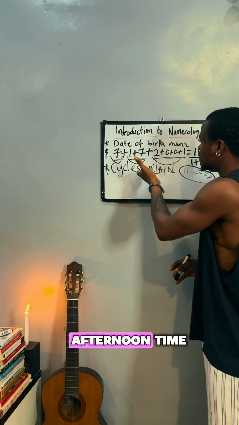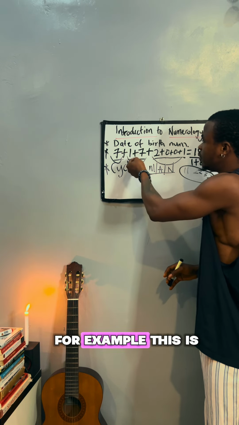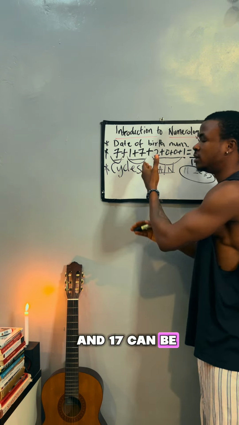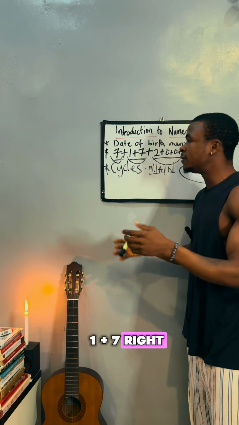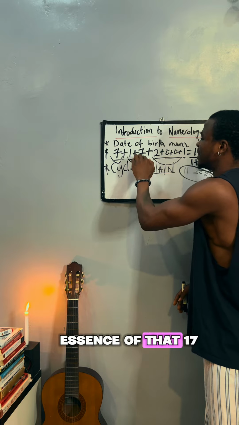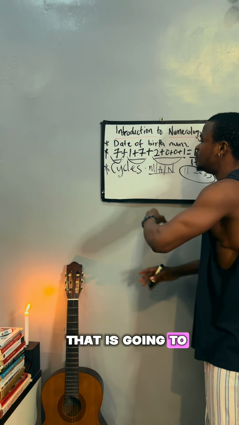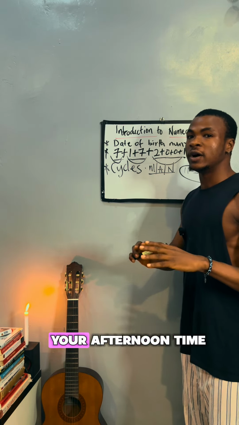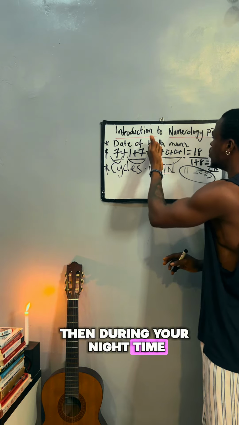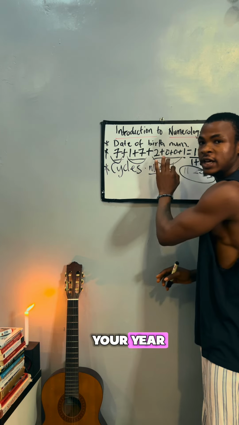Then moving to your afternoon time, it is the number of your day. For example, this is 17, right? And 17 can be reduced to 8, 1 plus 7, right? Now, it is the essence of that 17 stroke 8 that is going to be preceding everything that is happening in your afternoon time. Then during your night time, it is the number from your year that is going to be preceding it.